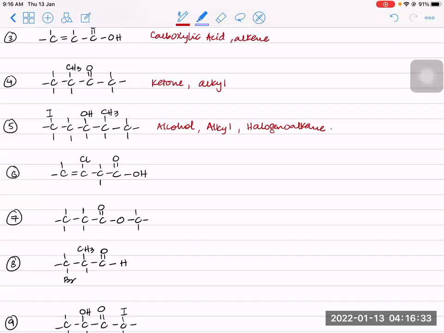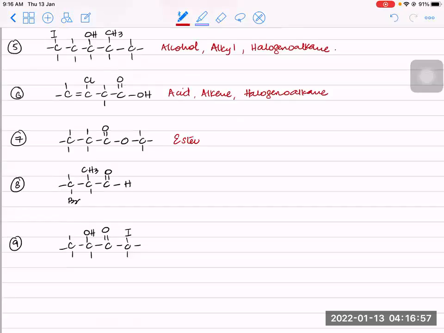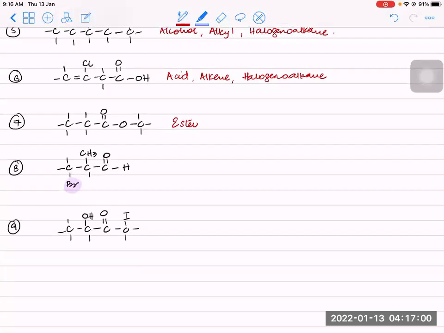All right, this one has alkene, chloroalkane, acid. So you have carboxylic acid, alkene, and halogenoalkane. Then here you have the ester linkage. So this right here is the ester group. BrCH3 aldehyde. So this has aldehyde, halogenoalkane, alkyl.